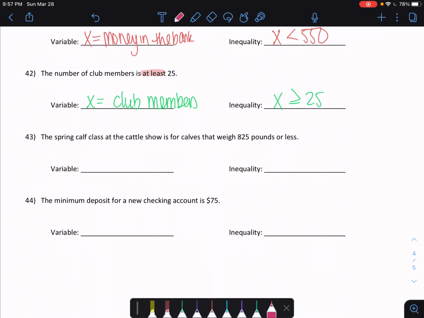The spring calf class at the cattle show is for calves that weigh 825 pounds or less. So when it says they weigh 825 or less, that means it includes 825. So X is going to be weight. So X is less than or equal to 825.